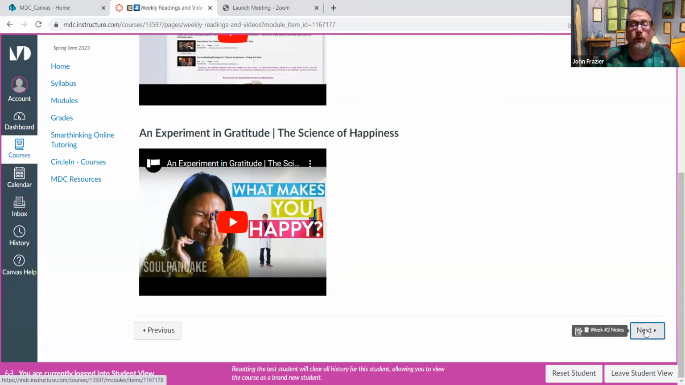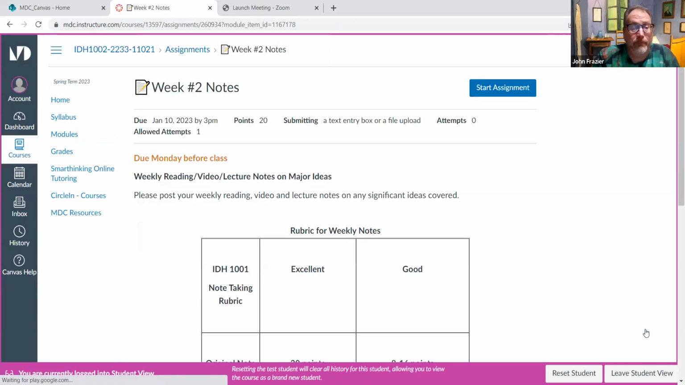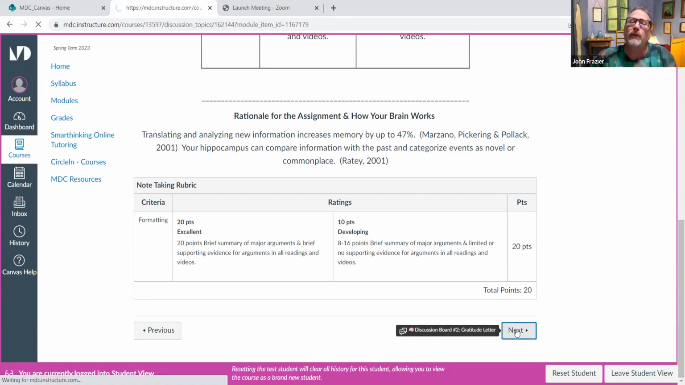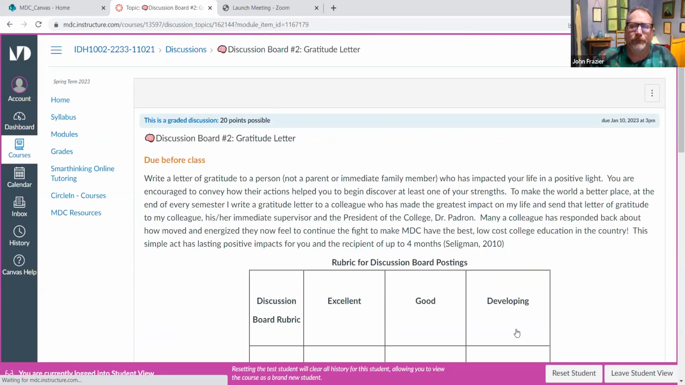So after you do the reading and write your notes up, each one of you will submit them to me. They only need to be on the major ideas and then a little bit of a reflection about what that means to you. The other thing that you'll be doing every week, besides the reading and writing those little notes, is a discussion board posting. And my favorite one of the entire semester starts off in week number 2, and that's the gratitude letter.